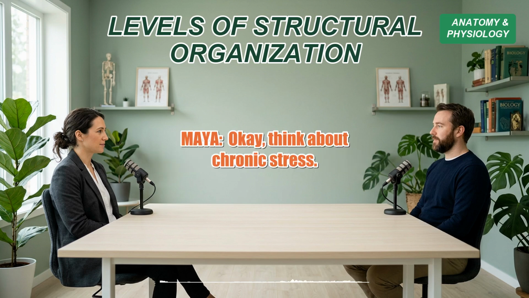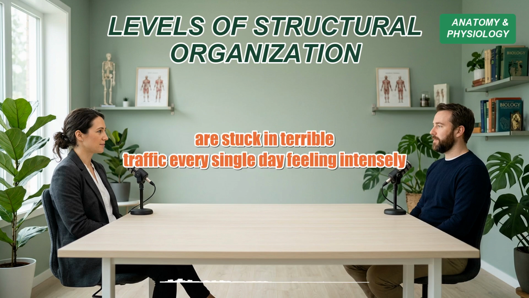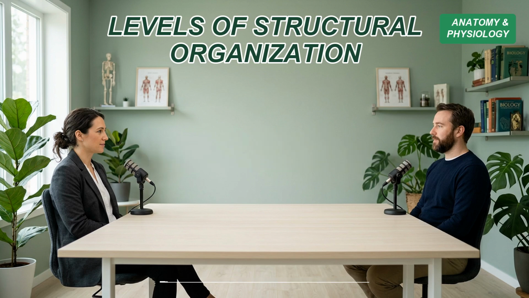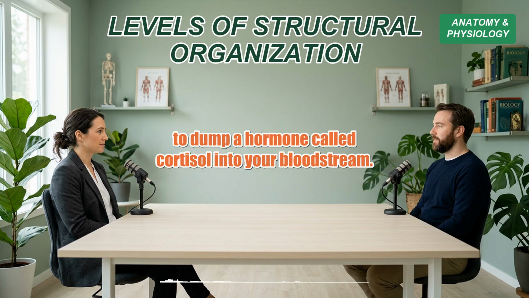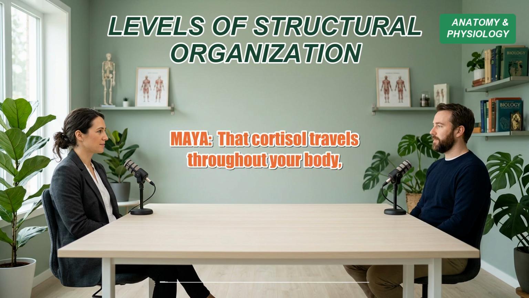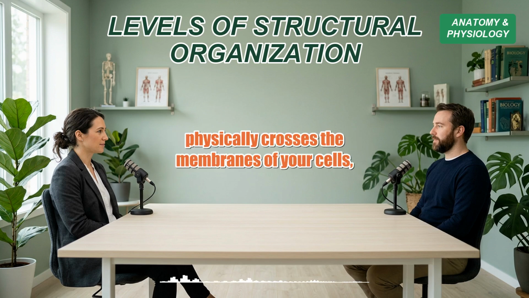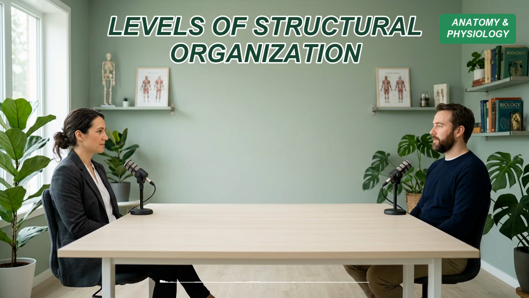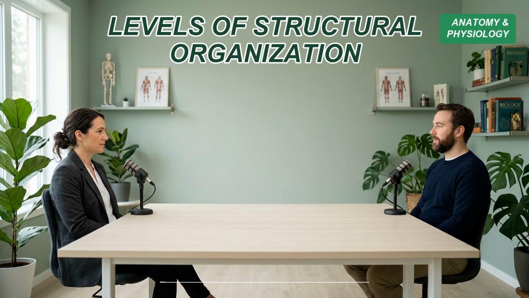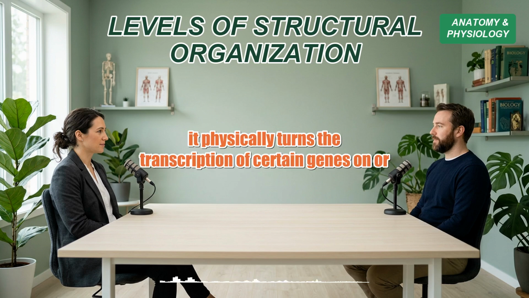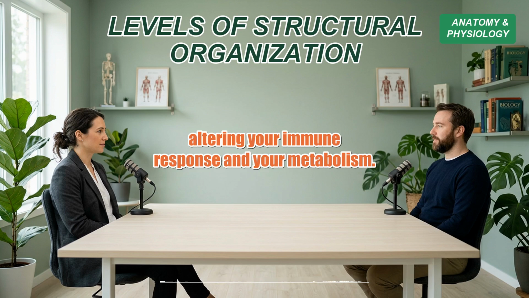Okay, think about chronic stress. Say you, the whole organism, are stuck in terrible traffic every single day, feeling intensely stressed. Which happens a lot. Right. Your brain perceives this threat and signals your adrenal glands to dump a hormone called cortisol into your bloodstream. Okay, so cortisol is flooding the system. That cortisol travels throughout your body, physically crosses the membranes of your cells, enters the nucleus and binds to specific receptors on your DNA. It touches the DNA. By binding there, it physically turns the transcription of certain genes on or off, altering your immune response and your metabolism.